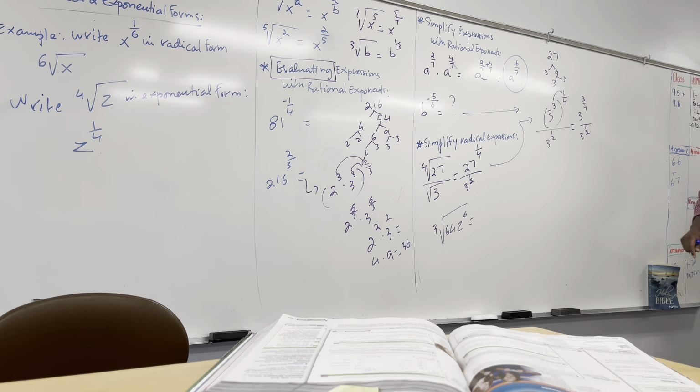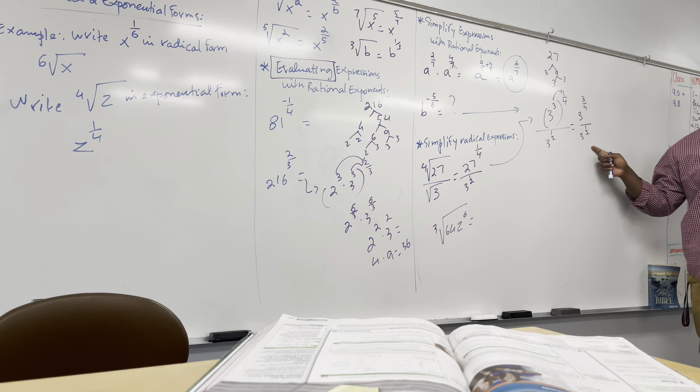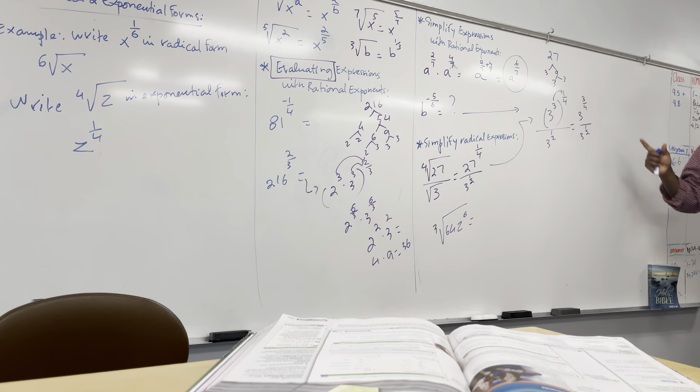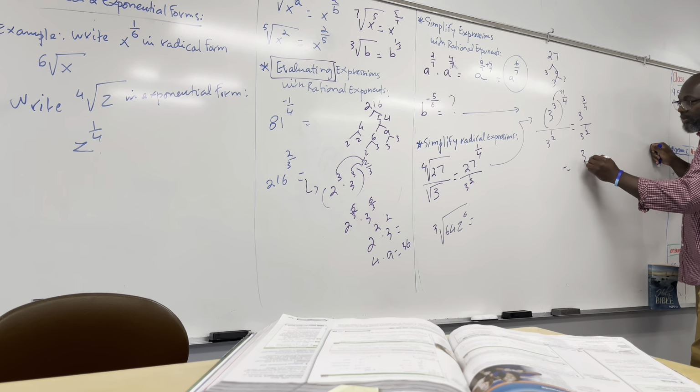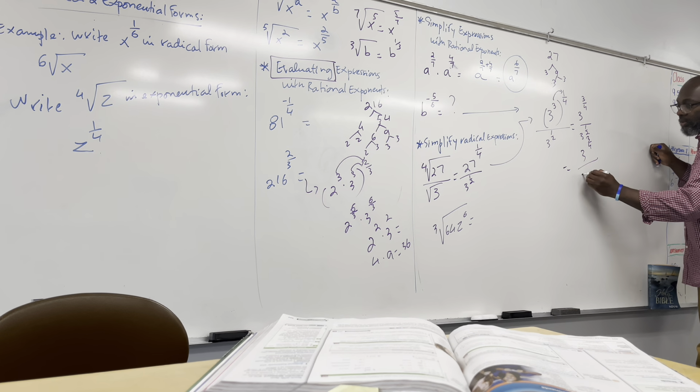Now what do I do here? I have 3 to the 3/4 over 3 to the 1/2. How do I simplify this? You have to change 1/2 to equal the denominator for 4? We can do that, or we can just subtract them, right? Oh, okay. But we can do that too, because this is 3/4 and this is 1/2, so I can find the common denominator, right? What's the common denominator here? Well, how do I change 1/2? 2/4. 2/4. So that becomes 3 to the 3/4, right? Over 3 to the 2/4.